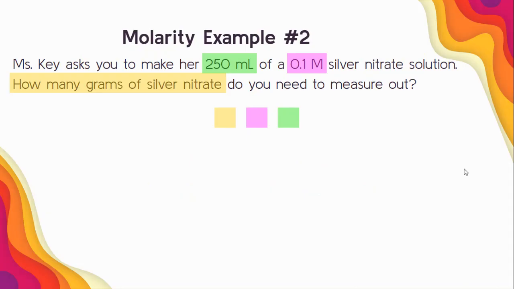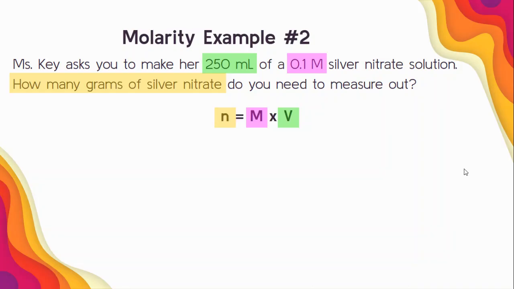For the second example problem, let's say that I ask you to make me 250 milliliters of a 0.1 molar silver nitrate solution. How many grams of silver nitrate do you need to measure out? This is a pretty typical thing that I would ask of an assistant. So if you're thinking about being an assistant to me next year, it's a calculation to know.